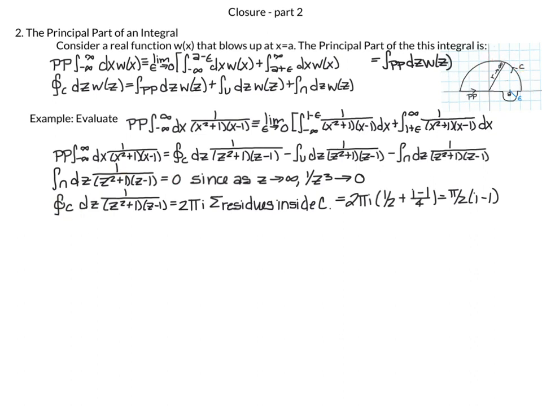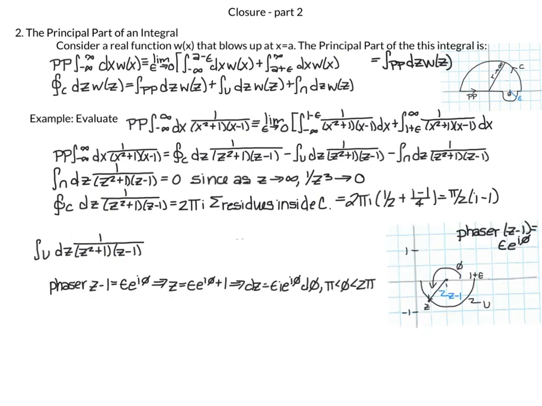And then I have our result for the closed curve, which is equal to 2 pi I times the residues inside C. And now my last integral is this part around the singularity, which is the integral around this curve, 1 over z squared plus 1, z minus 1. To evaluate this, I'm going to blow up this part of the graph that shows our curve around the singularity, and I have this graph here.